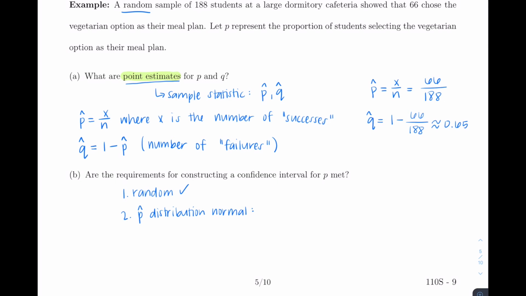And so the central limit theorem tells us that if n times p is greater than or equal to 10 and n times q is greater than or equal to 10, then our p hat distribution will be approximately normal. However, we are not given the actual values of the population proportion p or the population proportion q. And so what we do is instead we use their approximations, right? So we are going to make sure that n times p hat is greater than or equal to 10 and n times q hat is greater than or equal to 10.